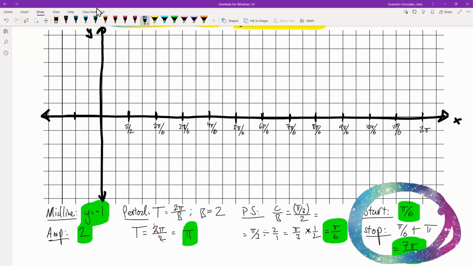we know our graph has to, and look at me go, I didn't even notice I did pi over 2 here. That's supposed to be pi over 6. Because of that thing that I circled down in the bottom right, I know my graph has to start at pi over 6 right here and end at 7 pi over 6. You guys see why it's nice to have these points laid out for you, right?